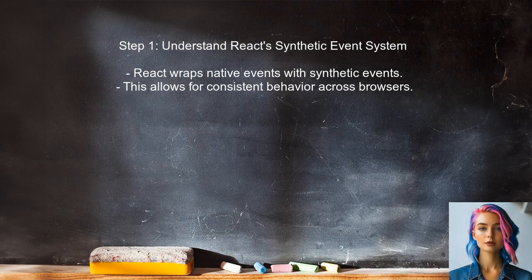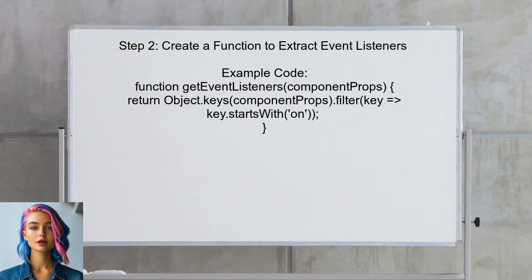To get the list of all registered synthetic event handlers for a React component, the user should start by understanding how React manages event listeners. React uses a synthetic event system that wraps the native events. Next, the user can create a custom function that will extract the event listeners from the component's props. This function will look for keys that start with "on" to identify event handlers.